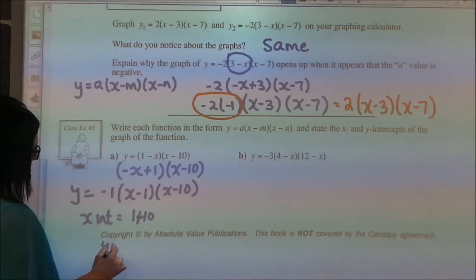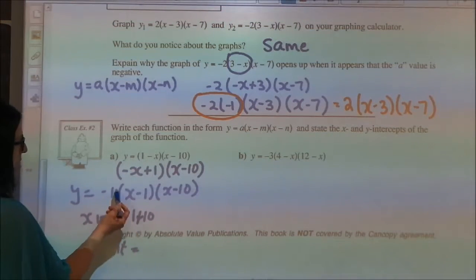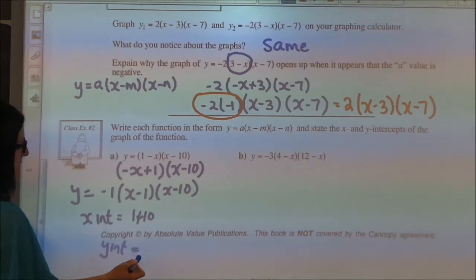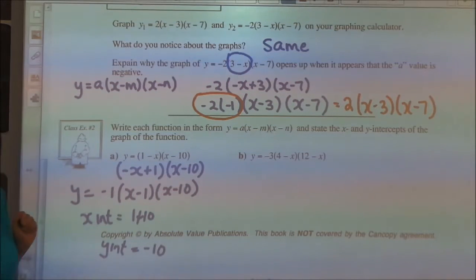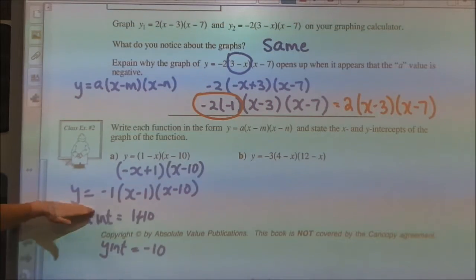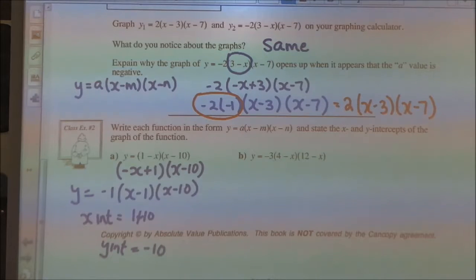And then my y-intercept would be multiplying the three numbers together. So 10 times 1 is 10, times negative 1. And I would get negative 10 for a y-intercept. So the challenge on B: pause it, go through the steps and see if you can write it in this form and then state the x and the y intercepts. When you're ready, you can continue on and see what we've got for an answer.